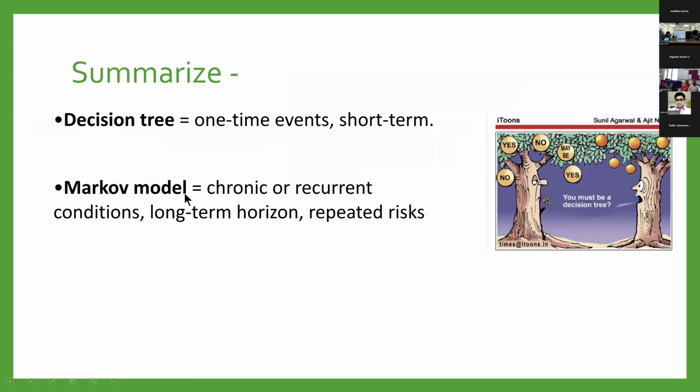A Markov model is used for chronic recurrent conditions. You have a time horizon, you have repeated risk. So we will be looking at this too. So Markov model, when do you use it? If you have a long time horizon or your probabilities change or your health state changes, you can use a Markov model instead of a simple decision tree.